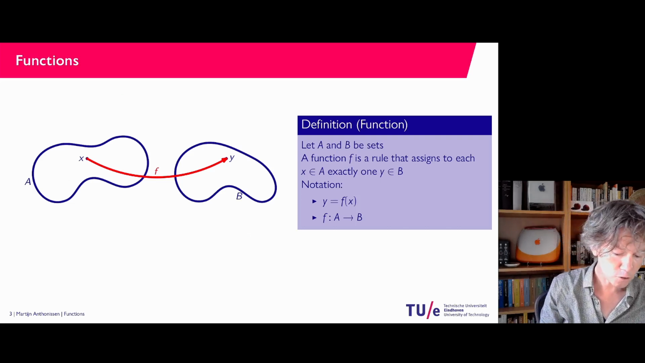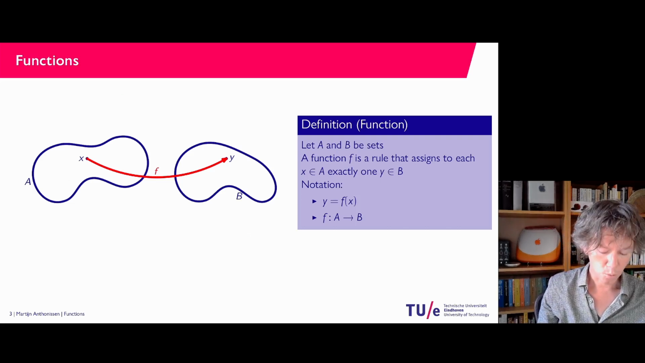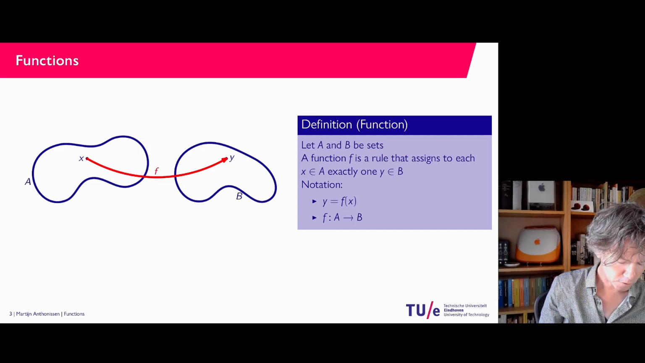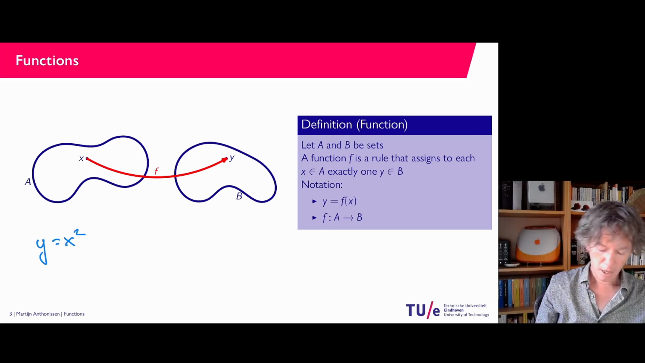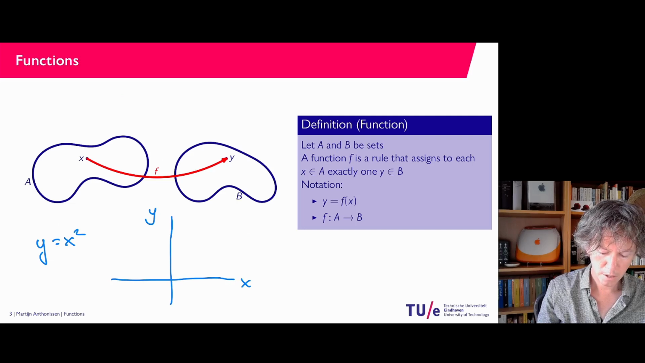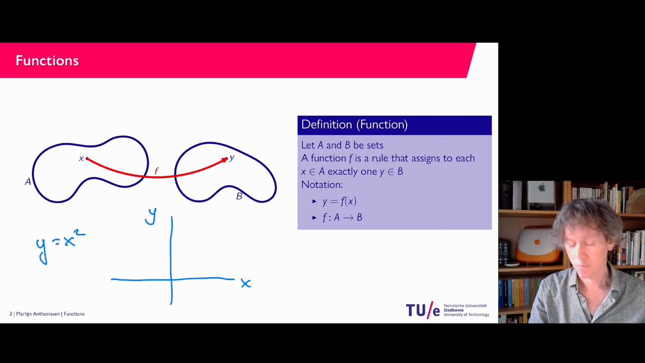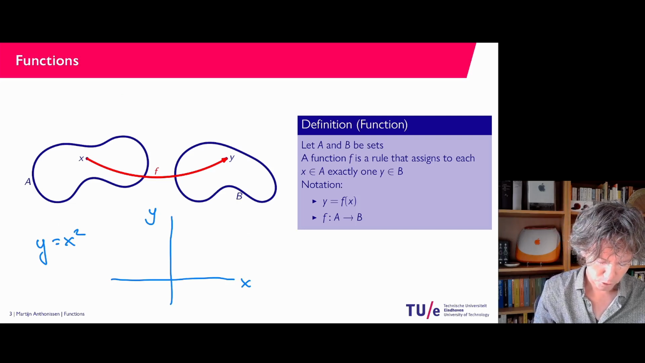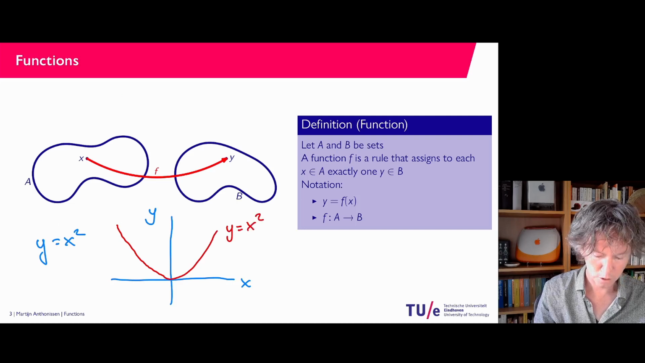For instance, a function that you know very well is a parabola, say y equals x squared. If you draw this, with horizontal axis x and vertical axis y, you get a parabola. This is nothing special, you've already seen that in high school. It goes approximately like this. So this is y equals x squared.